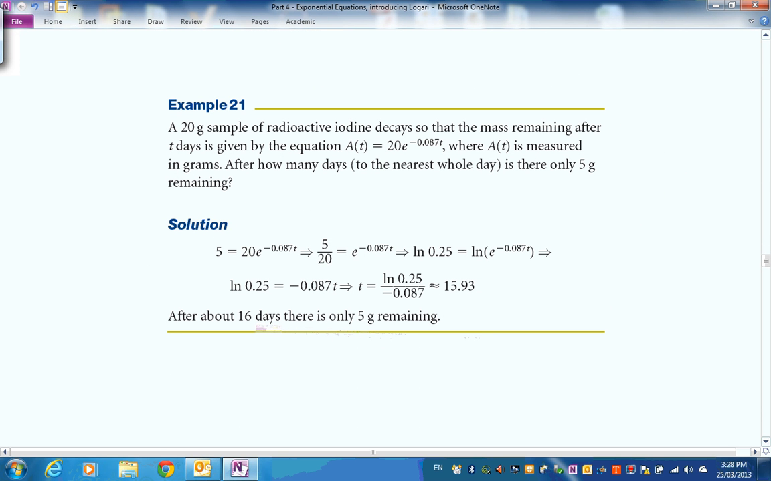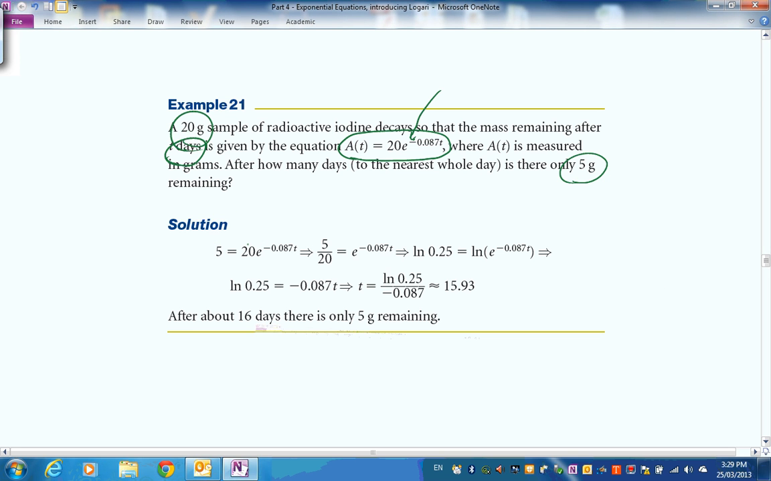A 20-gram sample of radioactive iodine decays, so it's given by that. Exponential decay using base e now. This is the one I had at the beginning, and A is measured in grams. Find when it is down to 5 grams. Okay, so here we're working in days. They haven't said that. Oh yes, here it is, t days.